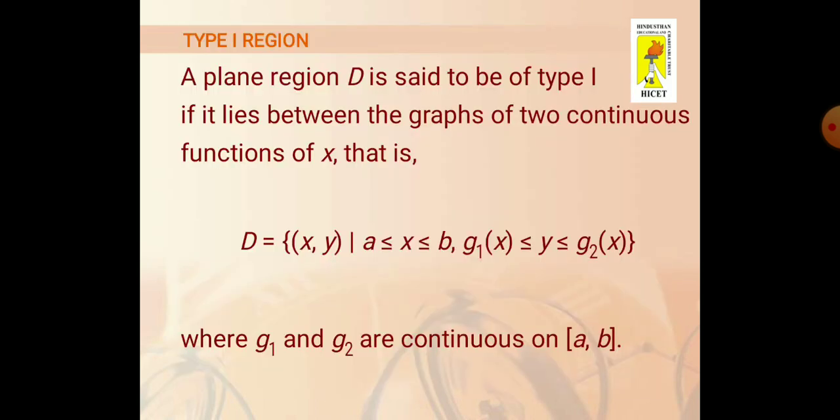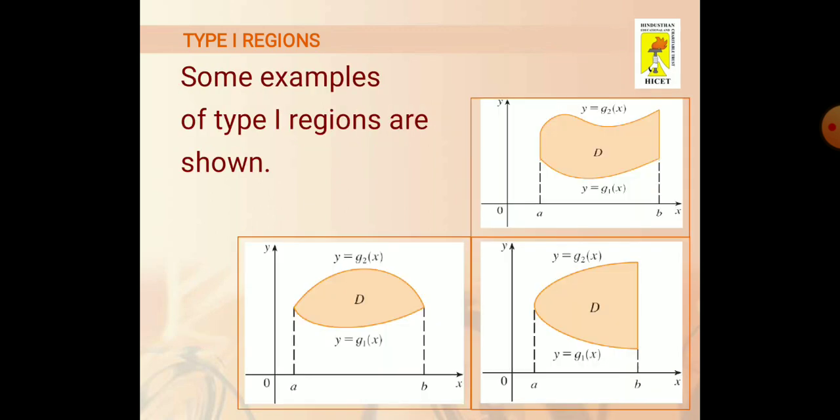First, see the type 1 region. A plane region D is said to be of type 1 if it lies between the graphs of two continuous functions of x, that is, D equals the set of x comma y such that x lies between a and b and y lies between g1 of x and g2 of x, where g1 and g2 are continuous on the closed interval a comma b. Some examples of type 1 regions are shown.